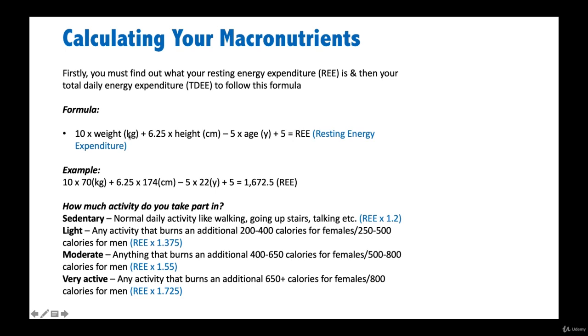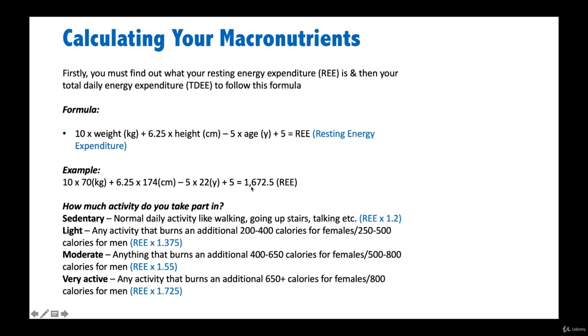So here's the equation. It will be 10 times your weight in kilograms plus 6.25 times your height in centimeters minus 5 times your age in years plus 5. That will give us your REE, your resting energy expenditure. So for example, let's say a male who weighs 70 kilos, who's 174 centimeters, who is 22 years of age. We put that into the equation and we get an REE of 1672.5. Now, what does this number mean?